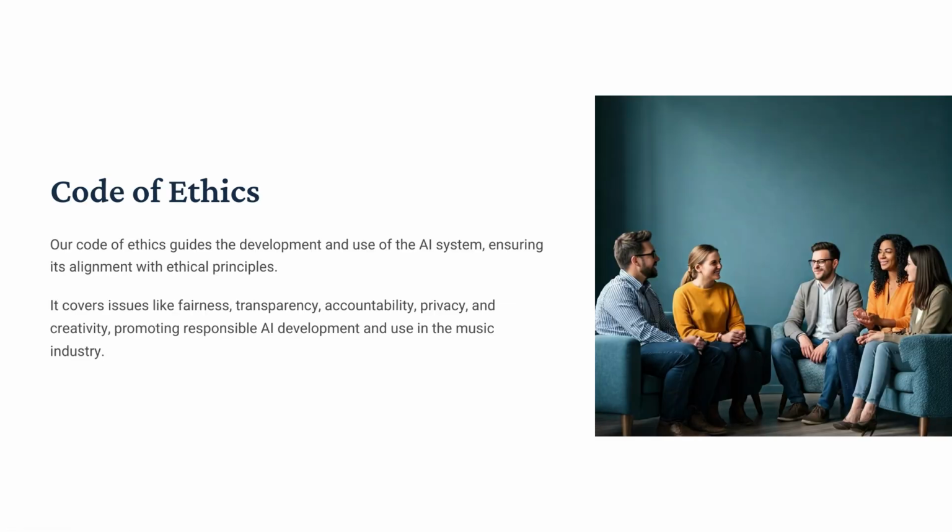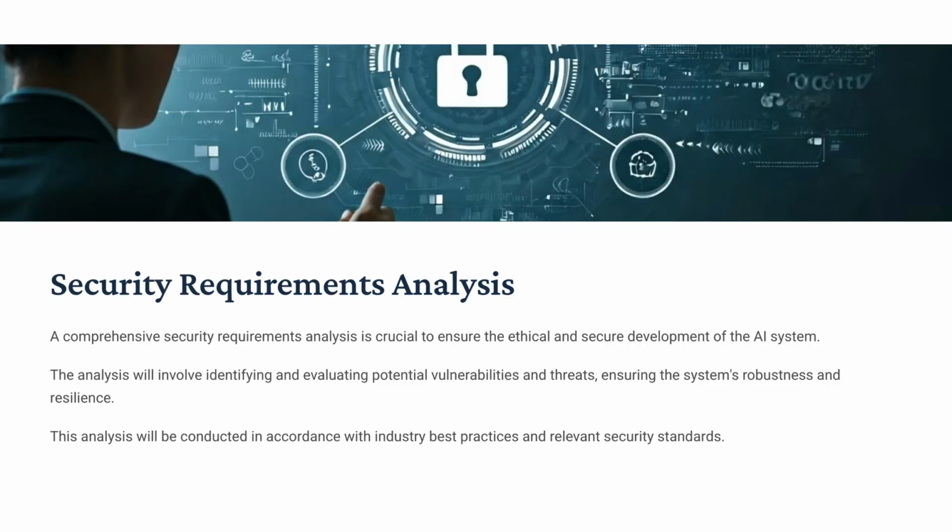So for the code of ethics, our code of ethics guides the development and the use of the AI system, ensuring its alignment with ethical principles. It covers issues like fairness, transparency, accountability, privacy, and creativity, promoting responsible AI development and use in the music industry. So it covers the principles that we covered in the last slide. For the security requirements analysis, a comprehensive security requirements analysis is crucial to ensure the ethical and secure development of the AI system. The analysis will involve identifying and evaluating potential vulnerabilities and threats, ensuring the system's robustness and resilience. This analysis will be conducted in accordance with industry best practices and relevant security standards.